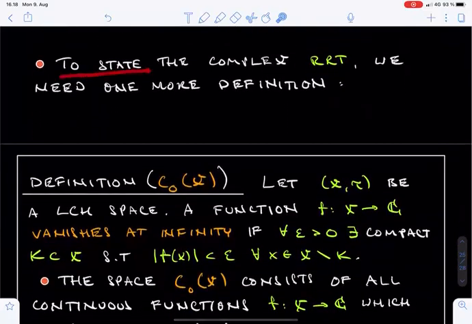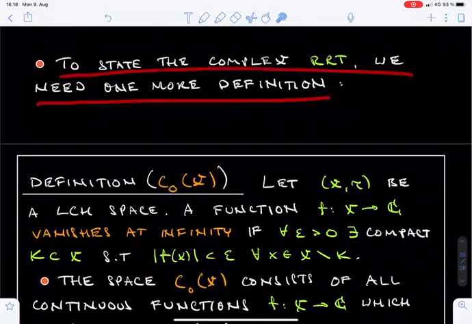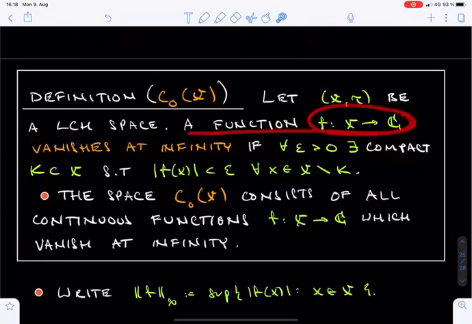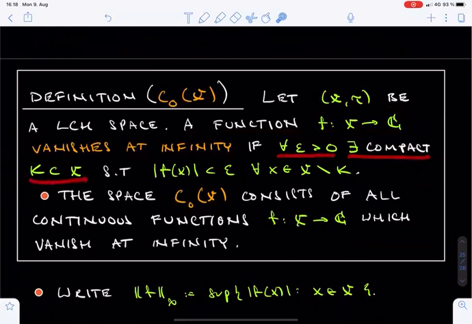In order to state the complex Riesz representation theorem, we need one more definition. This is the definition of the space C0 of X. As usual, let (X, tau) be a locally compact Hausdorff space. If f is any function defined on X and taking complex values, we say that f vanishes at infinity if for each positive epsilon there corresponds a compact set K such that the absolute values of f are smaller than epsilon outside this compact set.